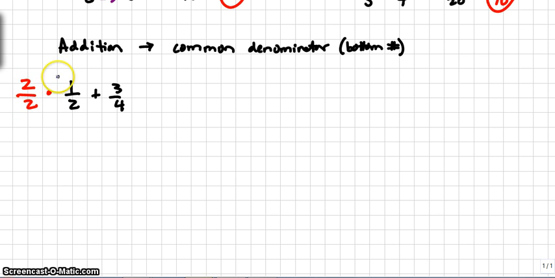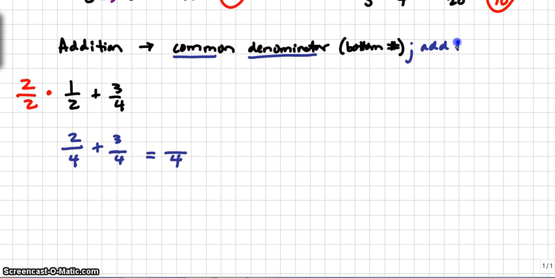So now when I multiply just these first two fractions together, 2 times 1 is 2. On the bottom, 2 times 2 is 4, and my other fraction stays the same, 3/4. Now when I add fractions, since the bottoms are the same, they are common denominators. Now I go ahead and keep the bottoms the way they are, and I add the tops only. So let's include that in our directions as well. Add the top only. So now when I add, I get 2 plus 3 is 5, and I get 5/4.